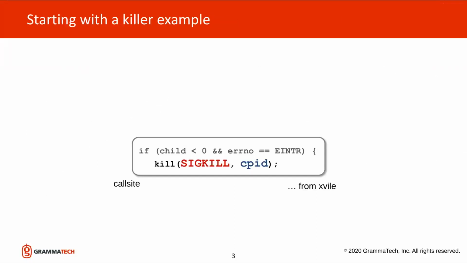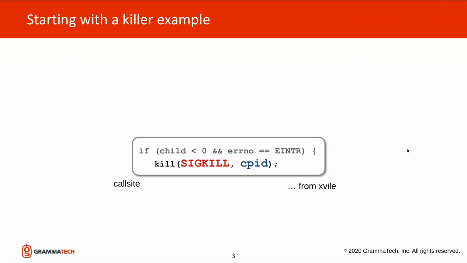Here's a call to the kill function. This is a real code snippet from the Xwhile project, which is an editor application. In fact, all the code examples I'm going to show today are real-world examples, not written by us. All the examples in our paper are also real code snippets.